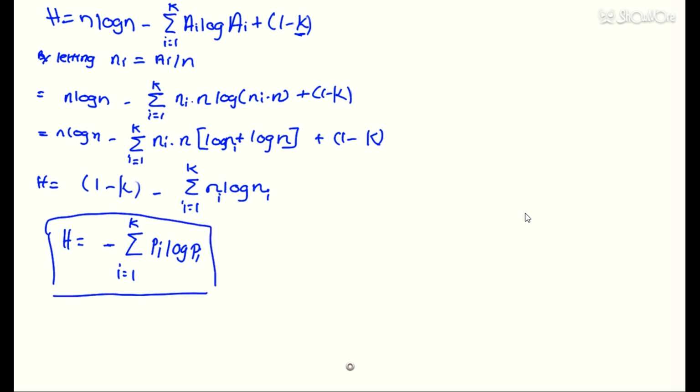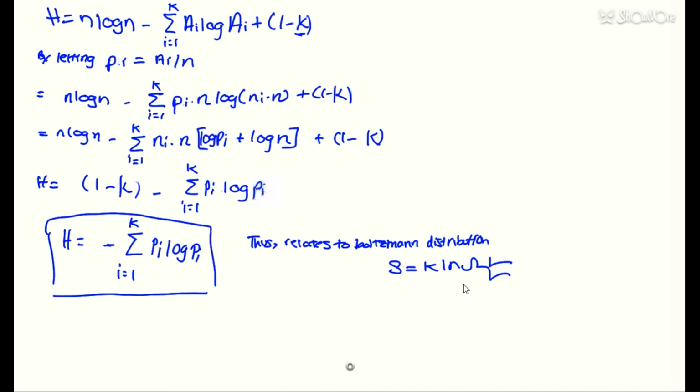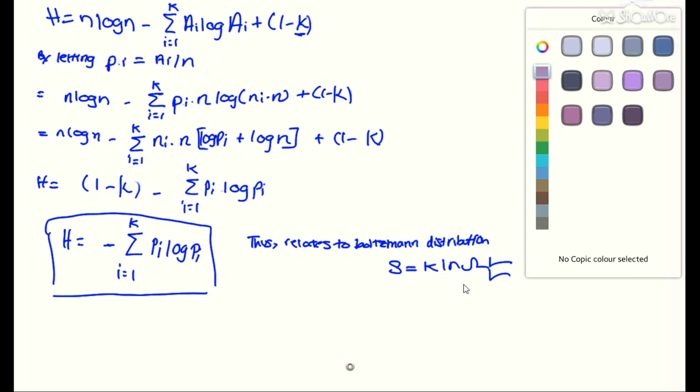So here's the proof for the equation. Thus this also relates to the Boltzmann distribution, which says that S is equal to k ln omega. So we can verify that our proof is correct. Also, there was some redundant error in our equation.